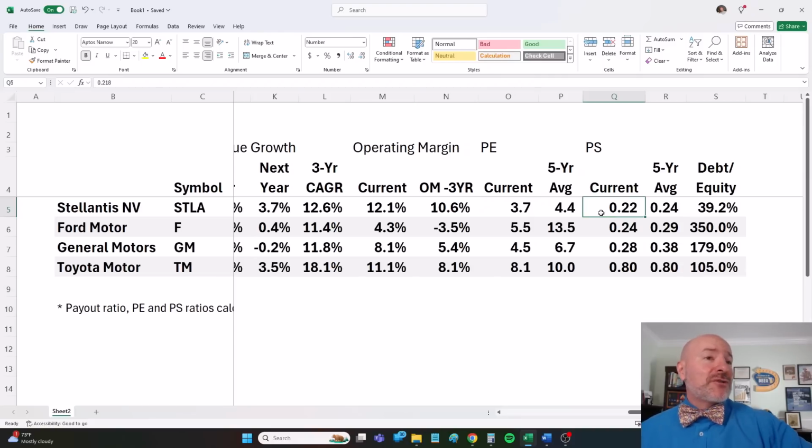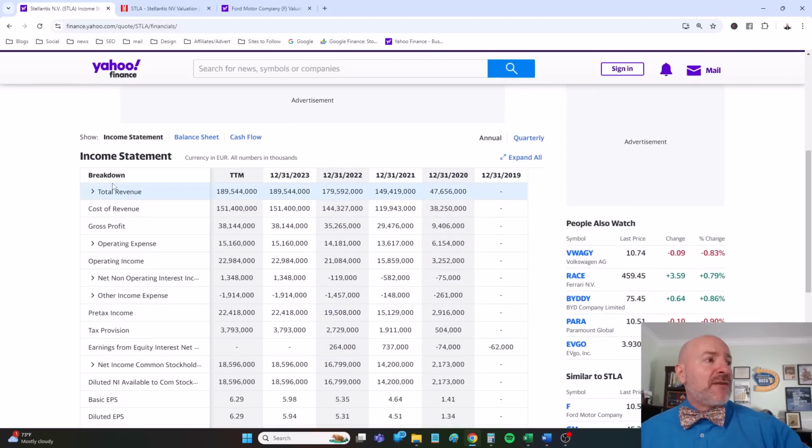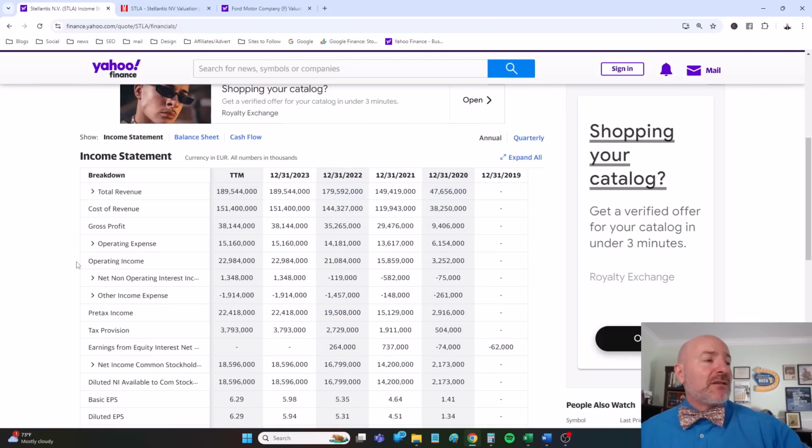Same here, price to sales. I like to use price to sales more than price to earnings. A lot of you out there probably hear me talk about price to sales more often, because when I was an analyst for enough years, I learned all the tricks, all the shenanigans management plays to boost those earnings. If you look here in the income statement, there are a lot of tricks from revenue all the way down to earnings per share that companies can use to make earnings look higher than they actually are.